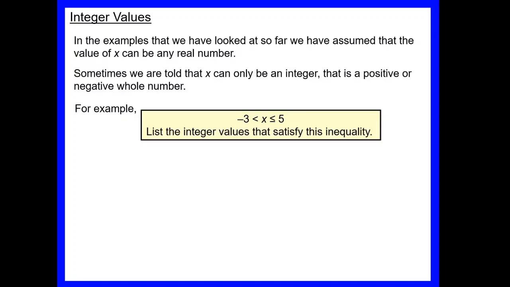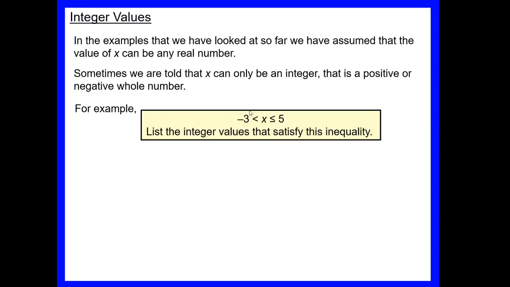We're asked then to find a list of integer values, so whole numbers that satisfy the inequality. Now that word satisfy simply means they fit with this inequality. So we've got -3 is less than x, which is less than or equal to 5. So we need to find any whole numbers that this value of x could be. So essentially we're being asked to find all the whole numbers that go between -3 and 5, remembering that we're not allowed to include -3 because there's no equal sign here, but we are allowed to include 5.